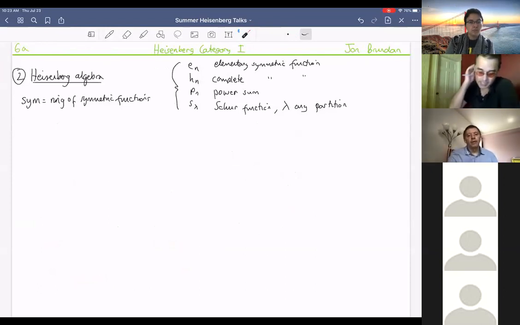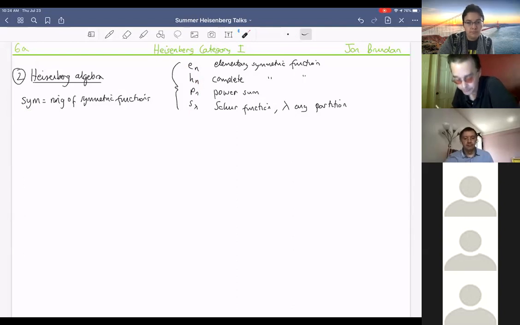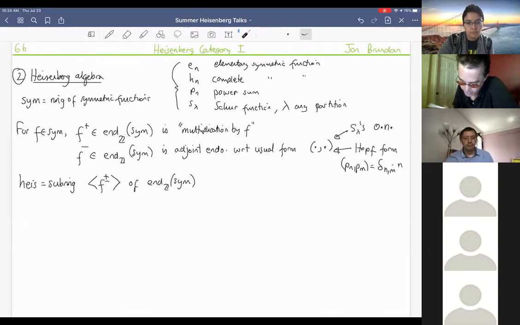So I need to tell you what the Heisenberg algebra, that was my little h Heis, is. So we should start off by thinking about the ring of symmetric functions. So that's little s sim. Okay, and I'm going to assume that everybody is comfortable about the ring of symmetric functions. I've got elementary symmetric functions, complete symmetric functions, power sums, and then of course there's a basis for that as a free Z module given by the Schur functions labeled by partitions. Okay, so that's symmetric functions.